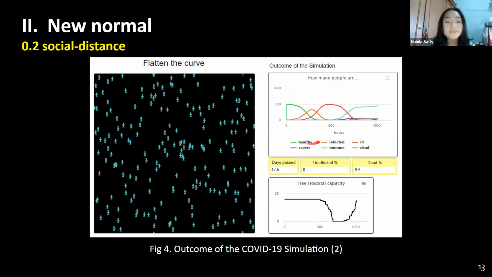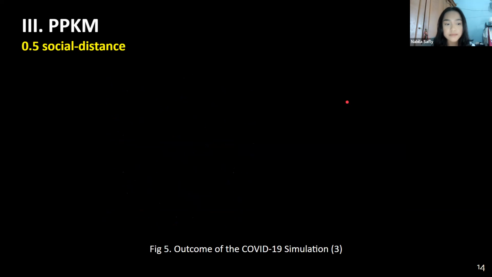The simulation proves that there is a condition when the number of sick agents is very high and there is no availability of hospital capacity, which means the hospitals are full of COVID-19 patients. Although the cycle of the pandemic is very fast, the dead and affected agents in the new normal are more than the dead and affected agents from other conditions.